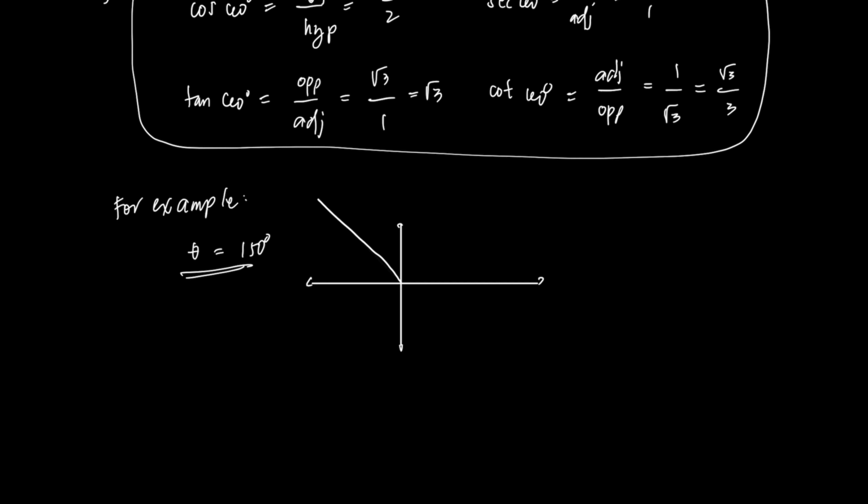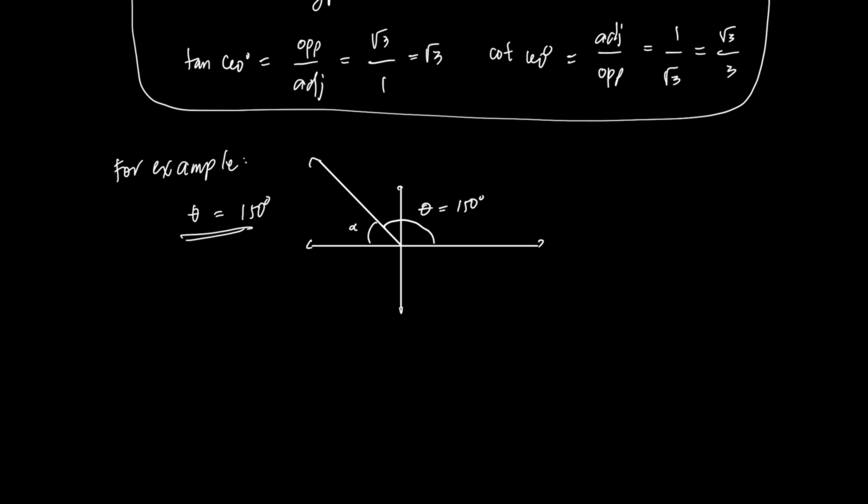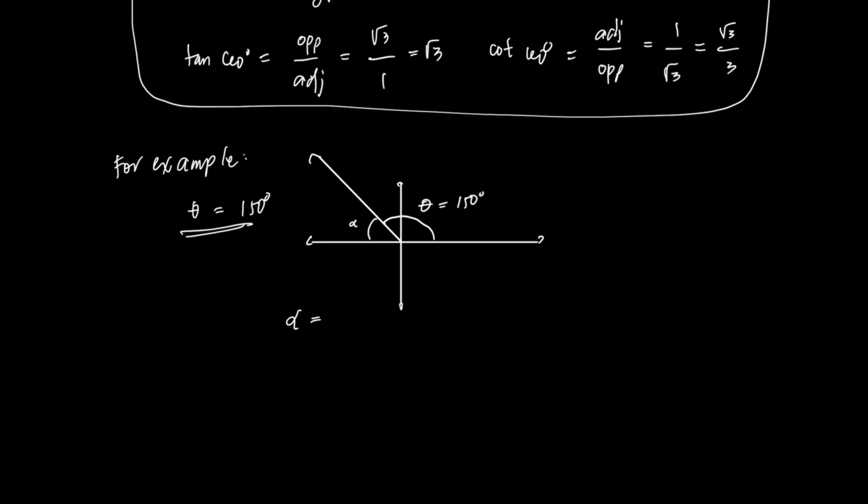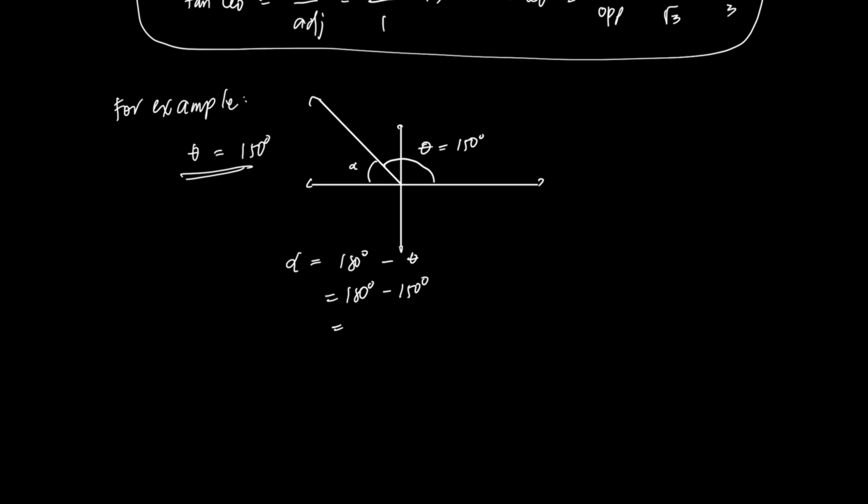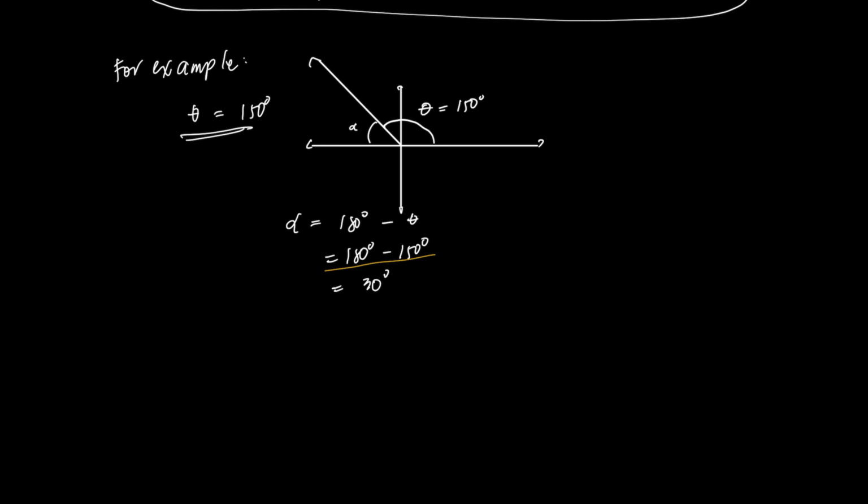In the second quadrant. Okay, so this is theta, which is 150 degrees, and this one here is our reference angle. Again, how do we compute the reference angle in the second quadrant? That's 180 degrees minus theta, so that's 180 degrees minus 150 degrees, and 180 minus 150 is 30 degrees.